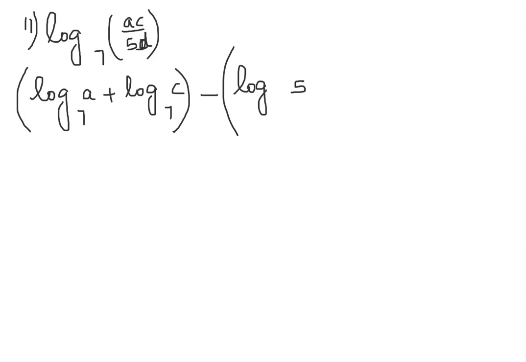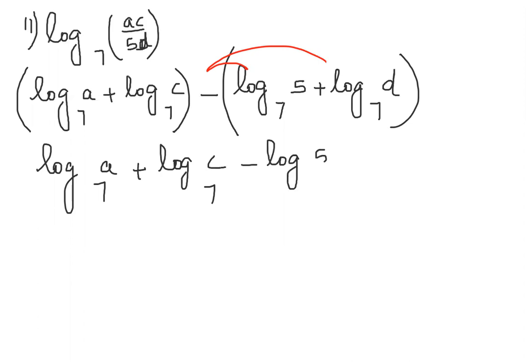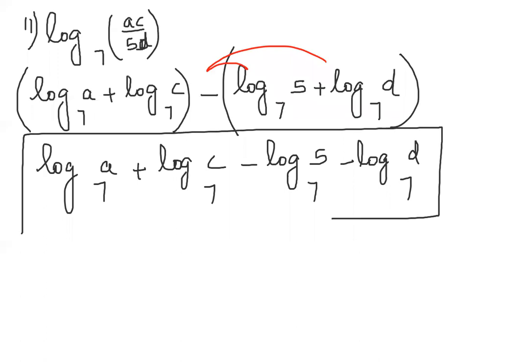The denominator is, again, we have to apply the product rule. So it's going to be log 5. Okay, so we are applying first the product rule and the division quotient rule also. Now I have to distribute the minus for both of them. So let's simplify the answer. So log A plus log C both becomes minus log 5 minus log d. So we applied both product and the quotient rule for the whole problem.